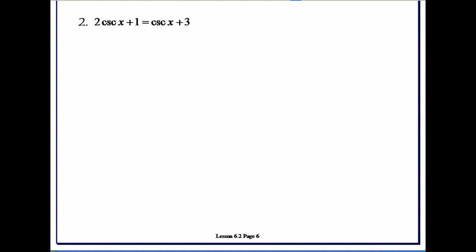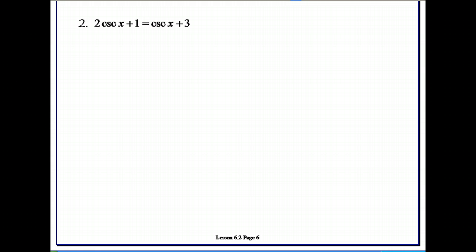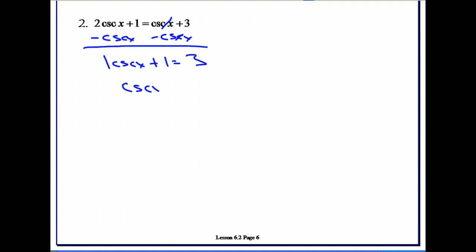Let's try it again. Here's 2 cosecant of x plus 1 equals cosecant of x plus 3. Okay, I want my cosecant of x on the same side. So I'm going to subtract a cosecant of x from both sides. 2 minus 1 is 1, so I have 1 cosecant of x plus 1. Over here, the cosecants cancel out, so I'm left with the 3. I don't really need that first one, so the cosecant of x, if I take off 1 from both sides, equals 2.